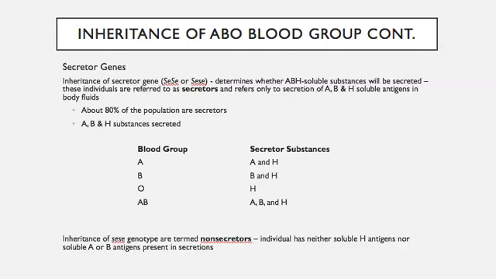If the person inherits the little se genotype, they're referred to as non-secretors, meaning they're going to have neither soluble H antigens nor A and B antigens present in their body fluids. The Bombay phenotypes are always going to be non-secretors. They don't have an A, B, or H substance in their saliva because they don't have those A, B, or H antigens. They could have A or B enzymes in their serum depending on their ABO genotype.